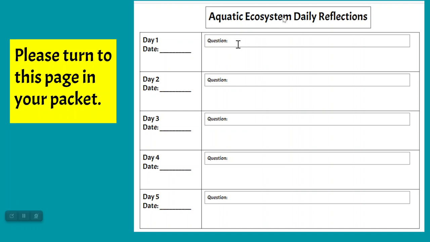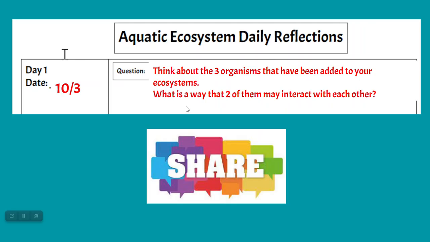You're finding a page in your packet that says Aquatic Ecosystem Daily Reflections. So day 1 for us was either October 3 or October 4. And so we're going to go ahead and put the date. And you're going to think about this question. What is a way that 2 of the 3 organisms you added might interact with each other? So remember, we added 2 algae, that was Chlamydomonas and Spirogyra, and we added Daphnia. So how might those organisms interact with each other?